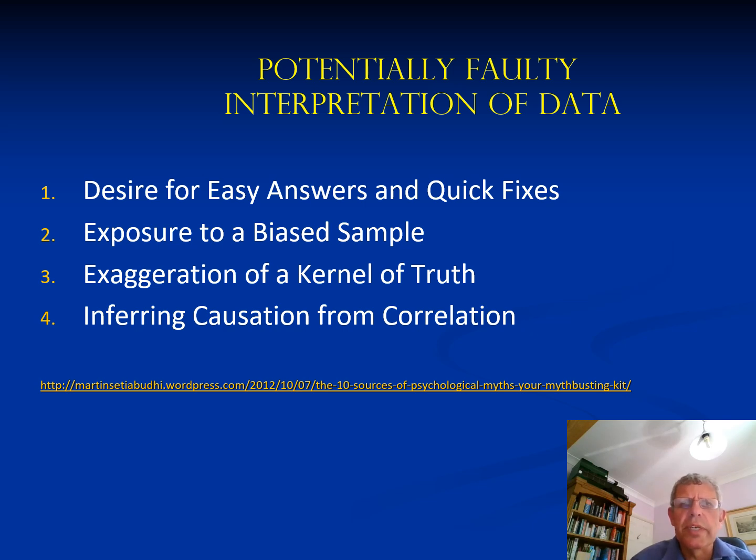There could also be false interpretations because of exaggeration of a kernel of truth. For example, it's sometimes claimed that we only use 10% of our brains. These are exaggerations. It's true that we may not use our full intellectual potential, but that doesn't mean that we only use 10% of our brains.